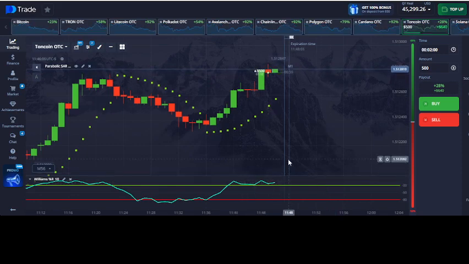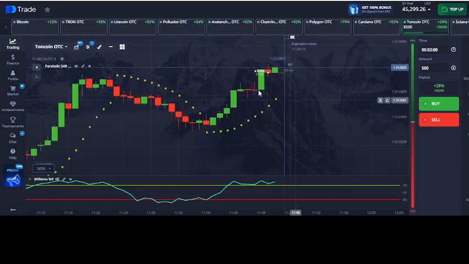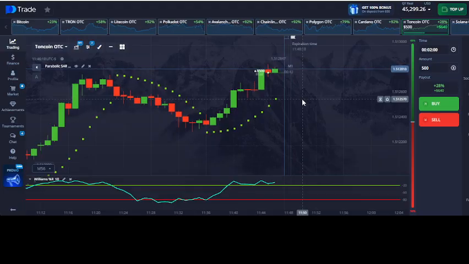right? And thirdly, the parabolic SAR dots are printing below the candles here. So all these confluences suggest a continued bullish momentum to the upside in the price of the Toncoin crypto. So let's watch this trade and wait for the expiration.